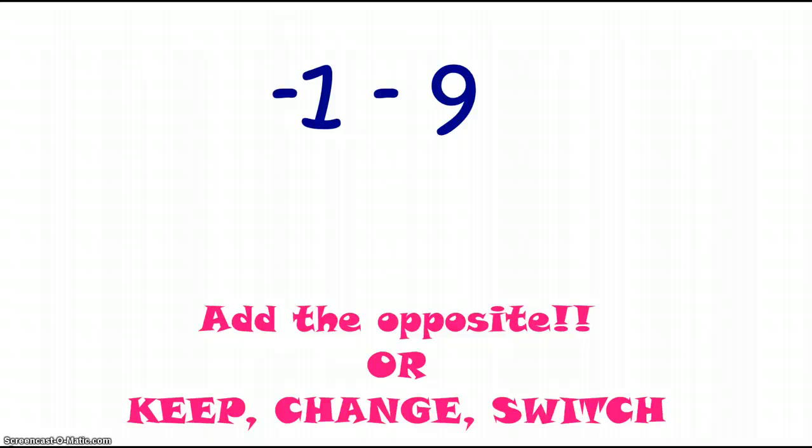Alright, we have a negative 1 minus 9. So we're going to keep the negative 1, change to addition, and then switch our sign. So negative 1 plus negative 9, our signs are alike, so we add them together, and we keep the negative sign. So negative 1 minus 9 is really negative 1 plus negative 9, which gives us negative 10.